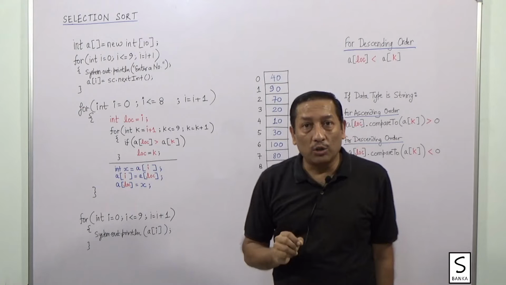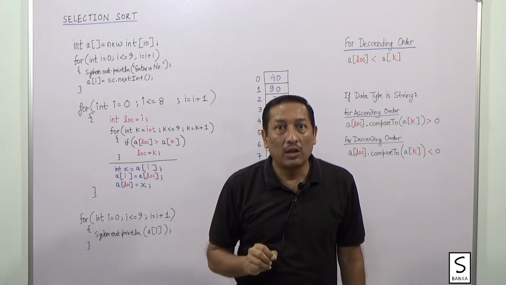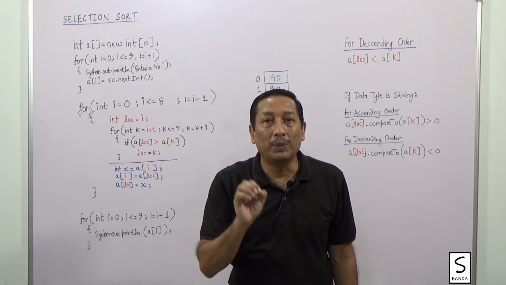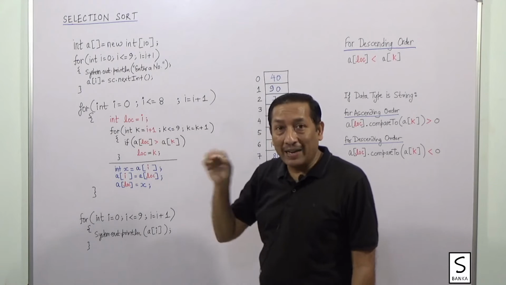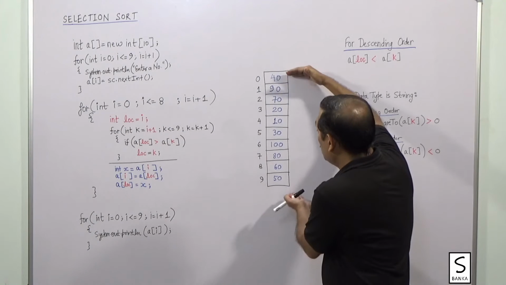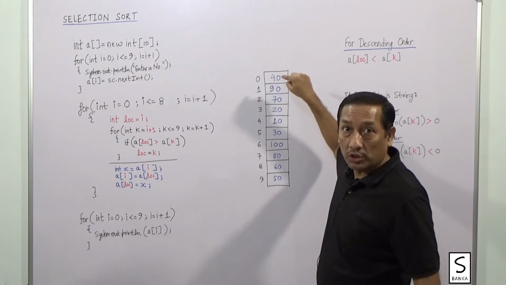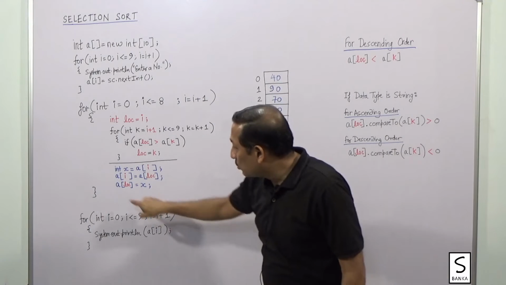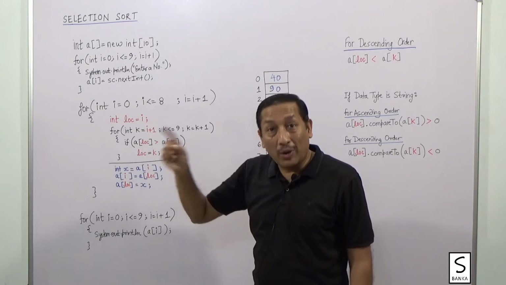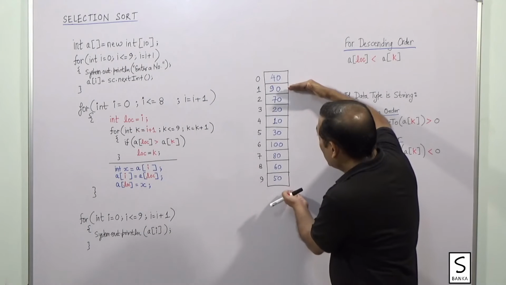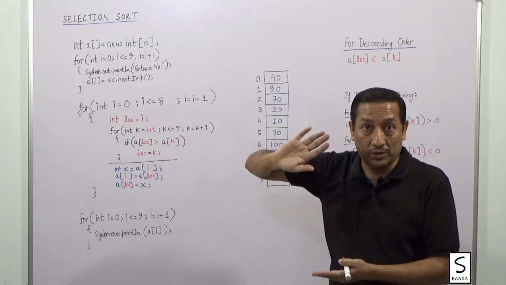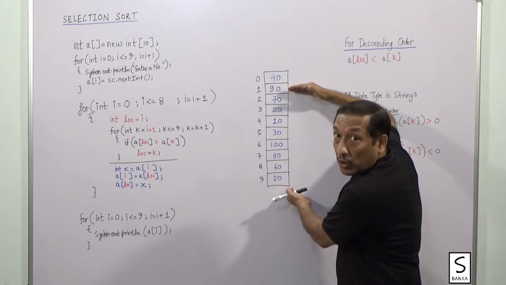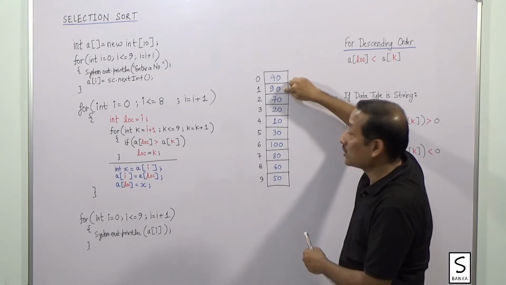So the outer loop actually specifies the location where we want the data to be. Like if the value of I is 0, I want the smallest data from 0 to 9 to be at location 0. In the next round, I will become 1. So now I want the smallest data from 1 to 9. Why not 0? Because 0 already contains the smallest. So the smallest data from 1 to 9, I want at location 1.